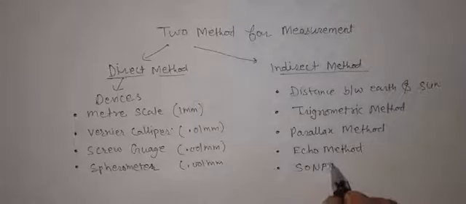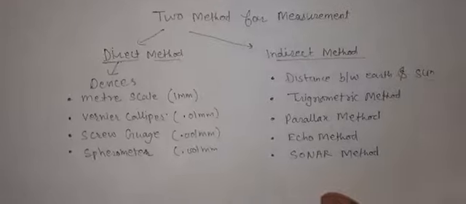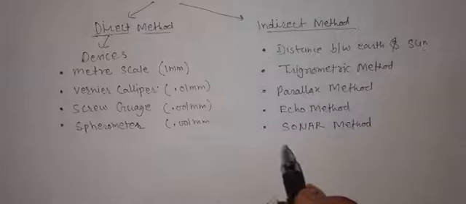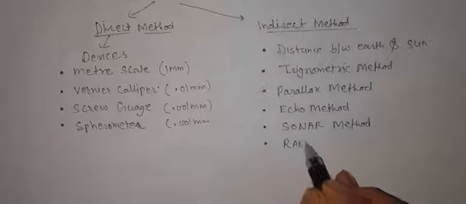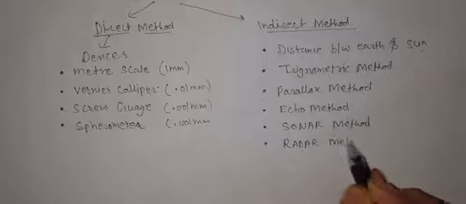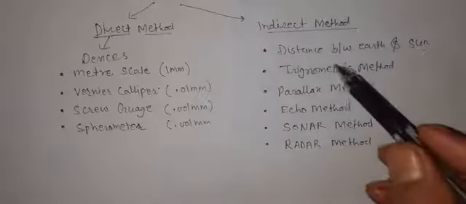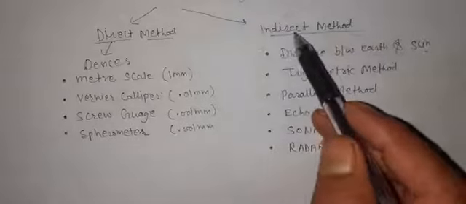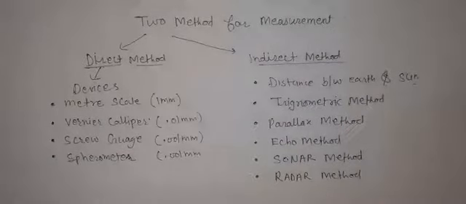Next is the sonar method. In our ninth standard we have discussed this one. So with the help of this sonar method we can also determine distances. Next is radar. So these are the different methods by which we can go for measurements which are very large.